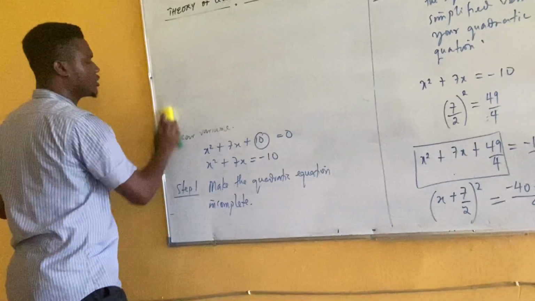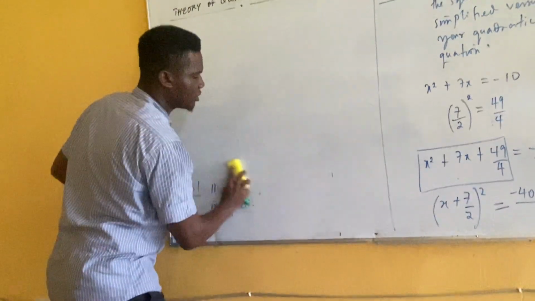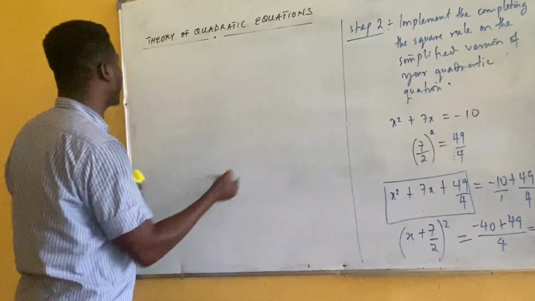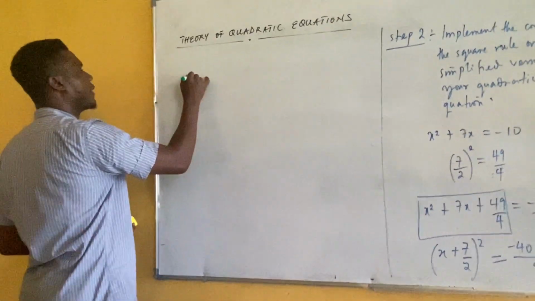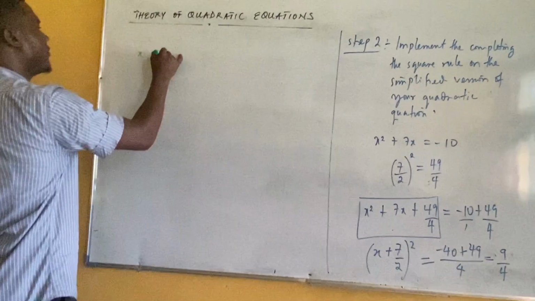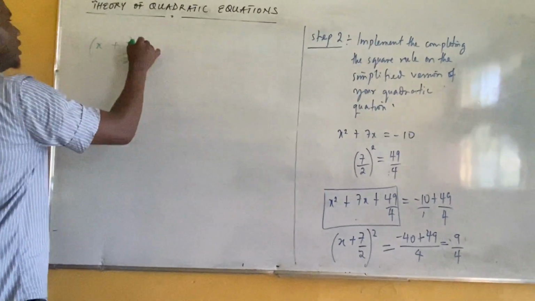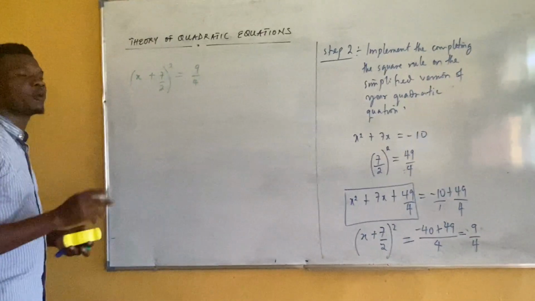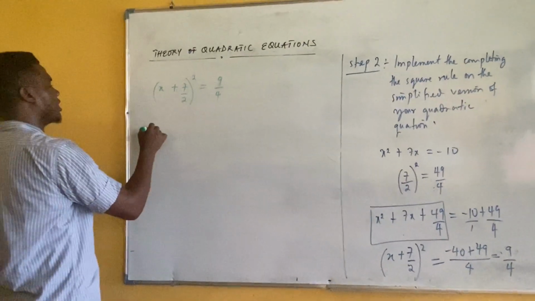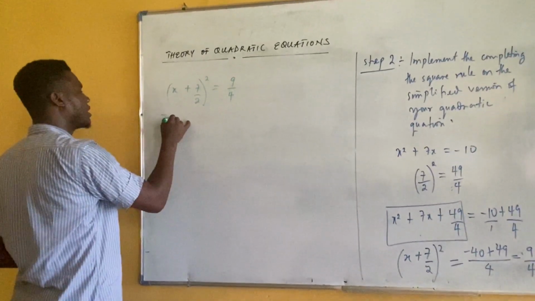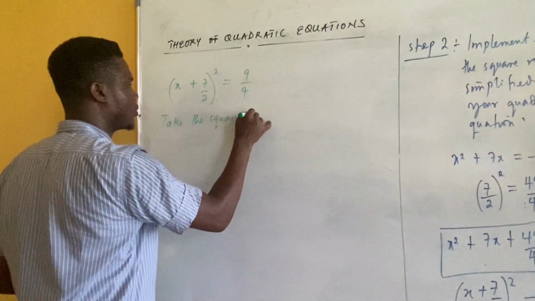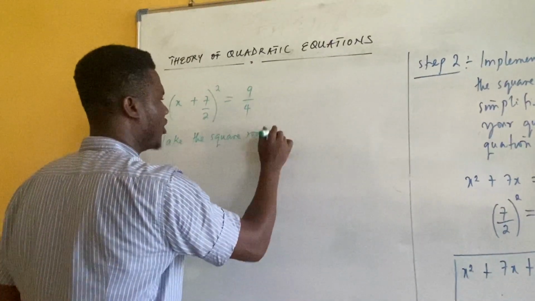So now that we have gotten that x plus 7 over 2 all squared equals 9 over 4, let's bring the problem over here. So I'm going to write x plus 7 over 2 all squared equals 9 over 4. At this stage of the problem, the next thing you must do will be to take the square root of both sides. So take the square root of both sides.